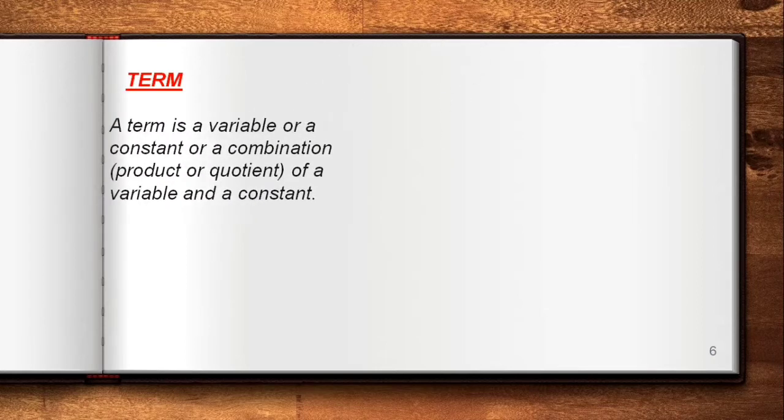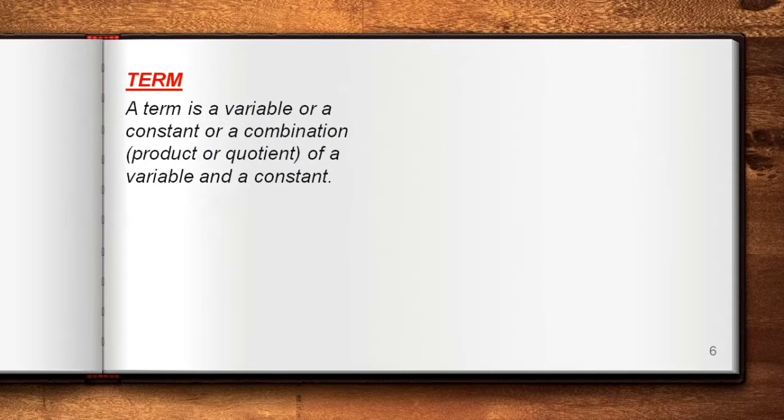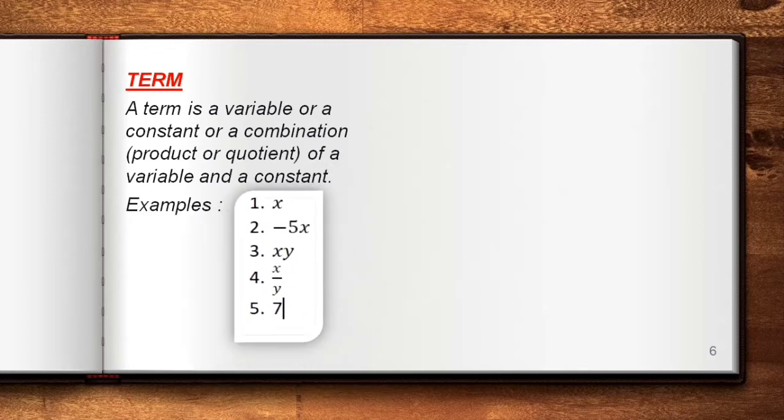Term. A term is a variable or a constant or a combination of a variable and a constant. Combination here means it could be a product or a quotient. Example, x. x is a variable. It's a term. Minus 5x is a product of a variable and a constant, hence it is also a term. xy is a product of two variables. x by y is the quotient of x divided by y. The last one is a constant. It is also a term.